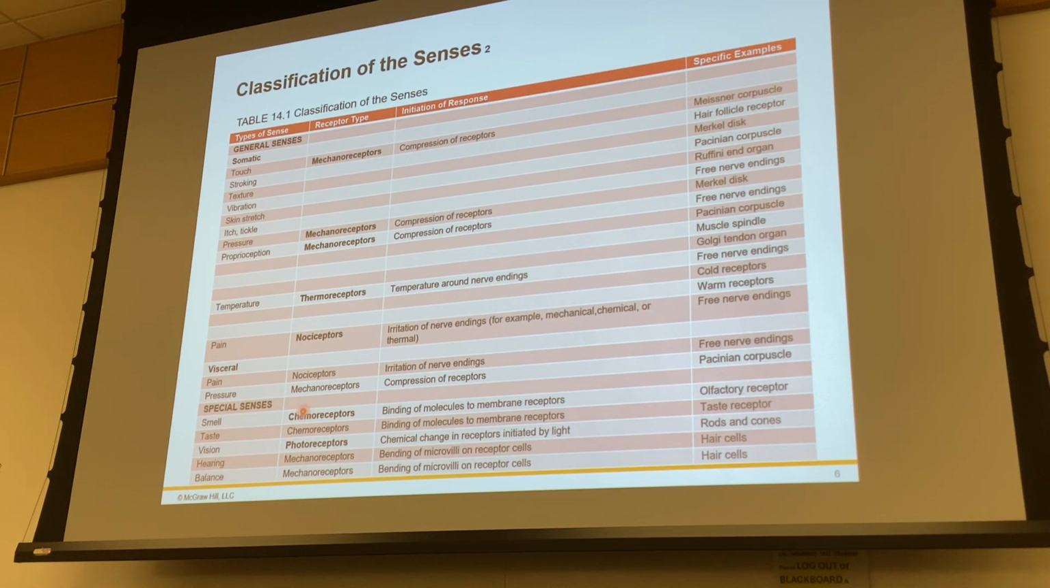And then finally, on the right-hand side here, some specific examples. If you look at some of these specific examples, especially the first group right here, these are the ones that I'm going to spend time on. So the Merkel disc, Pacinian corpuscles, Meissner corpuscles, free nerve endings, and so on. Those things are what we're going to be focused on today.